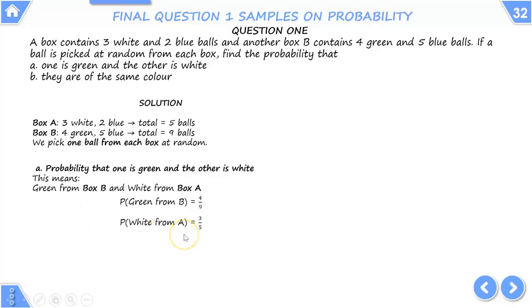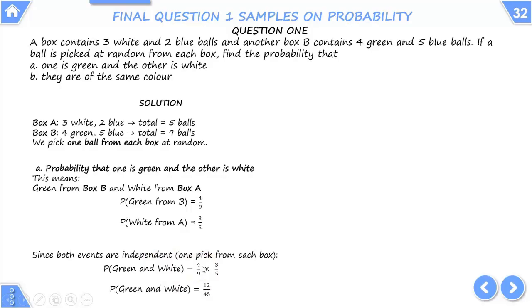Probabilities are written. So he said one is green, and did you see "and" over there? The "and" really means the multiplication law. All right, multiplication law, and it's independent. Since both events are independent, one pick from each box is going to be this times this, and we are going to get 12 over 45, which finally cancels out to become 4 out of 15.